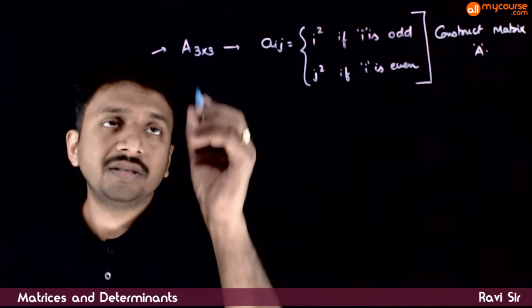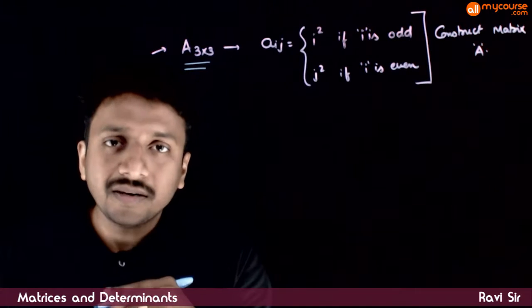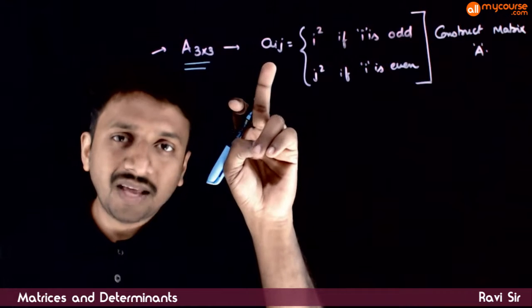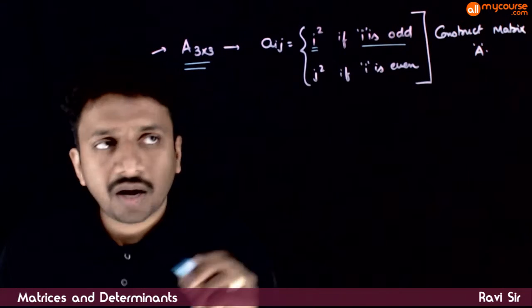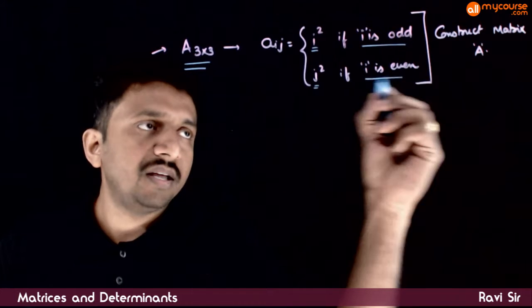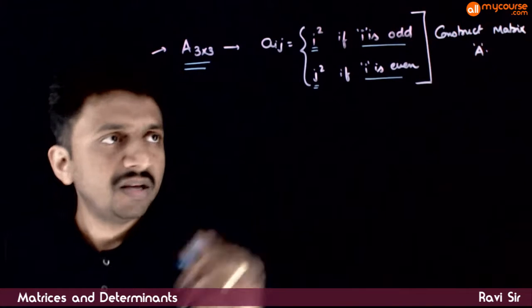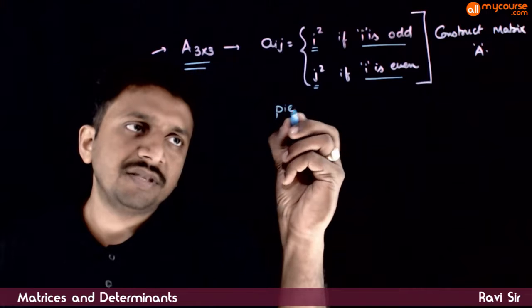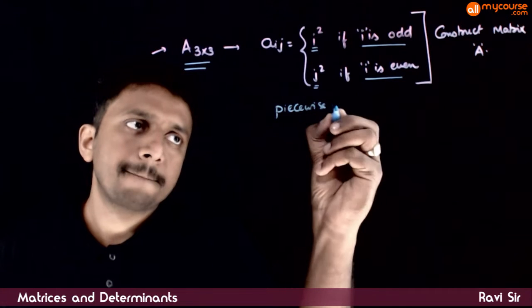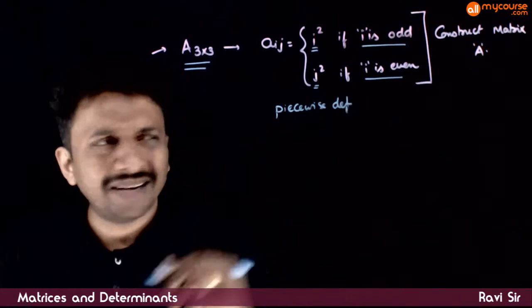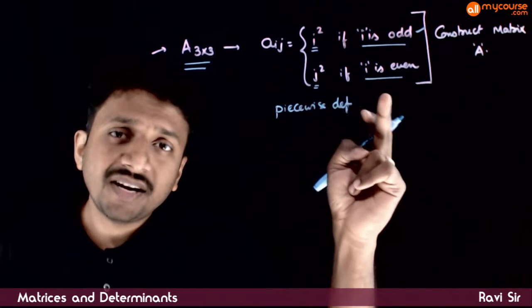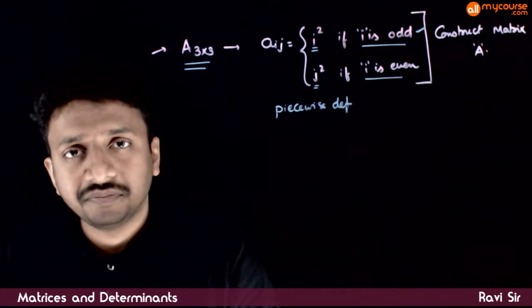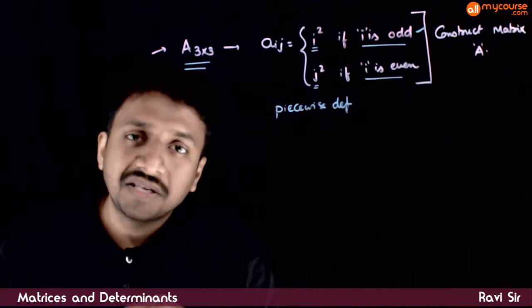This question is: given that A is a 3 by 3 matrix with elements a_ij equal to i square if i is odd, and j square if i is even. This is called a piecewise definition. That is, under some condition you have some definition, under another condition you have a different definition. Now you are asked to construct matrix A.